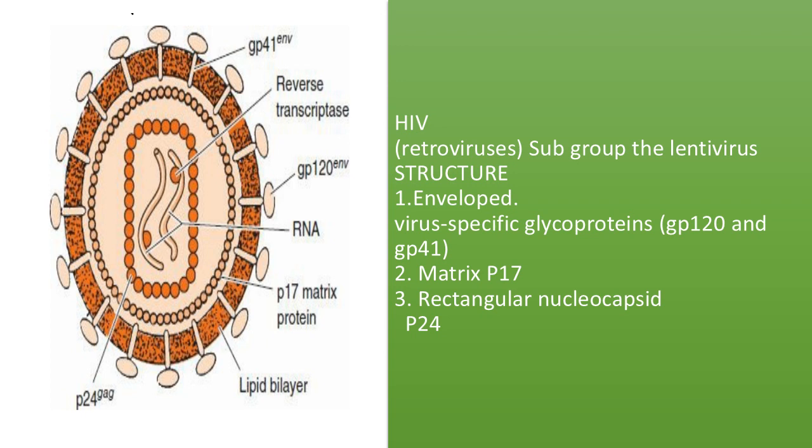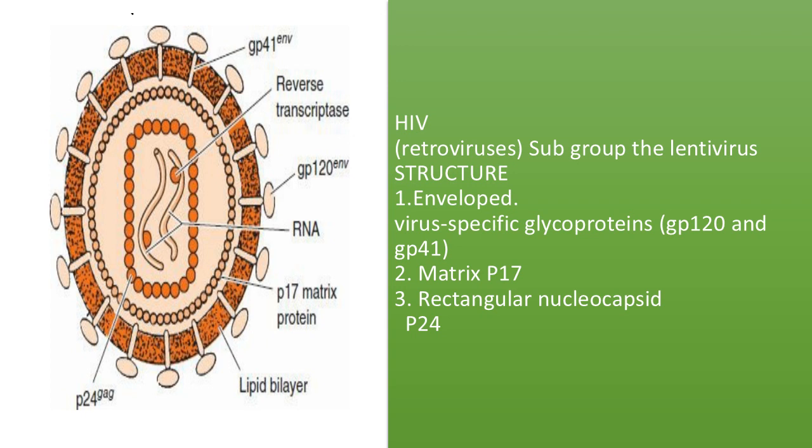Now there are two types of HIV, HIV-1 and HIV-2. HIV-1 has a subgroup called lentivirus. So first of all, we are going to discuss the basic structure of HIV. The basic structure of HIV consists of the following parts.